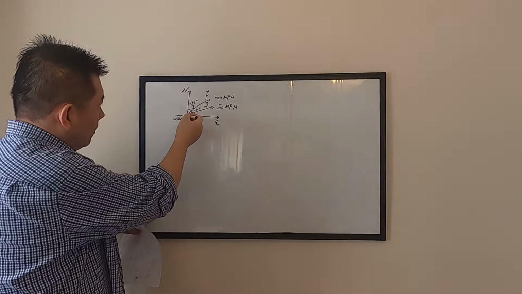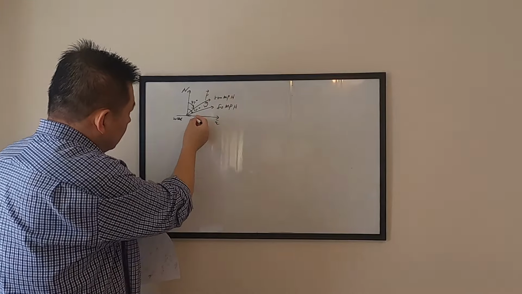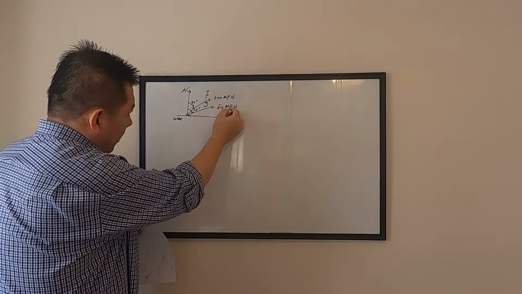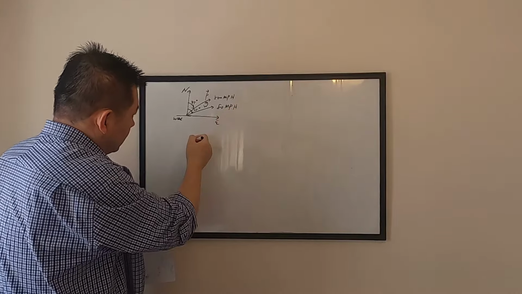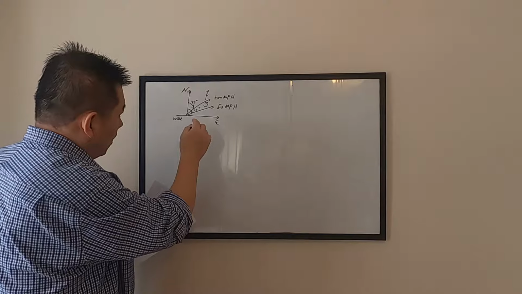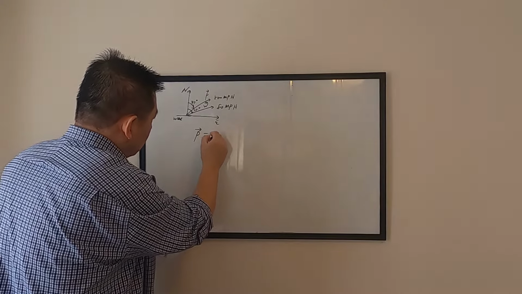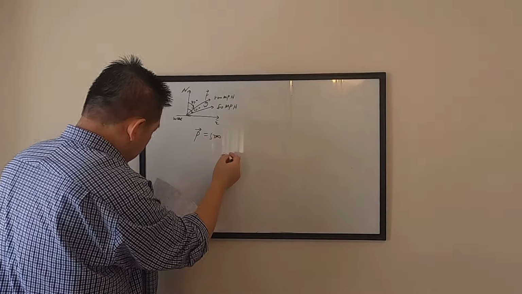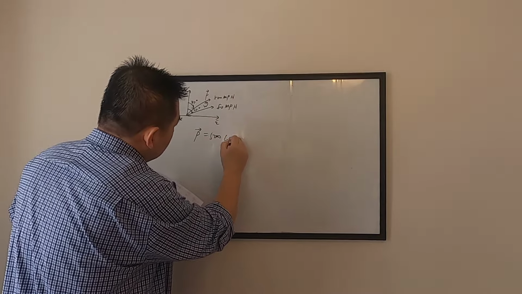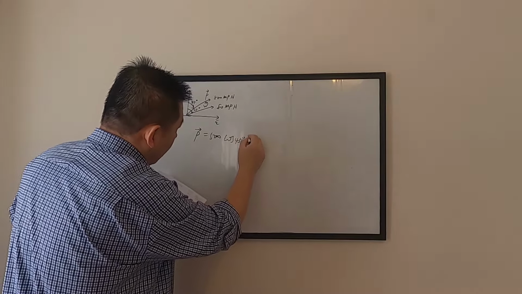We have a plane flying at a velocity of 500 mph, and the wind is 80 mph. So how about the true course? First we know vector P equals 500 cosine 45 degrees i-hat.